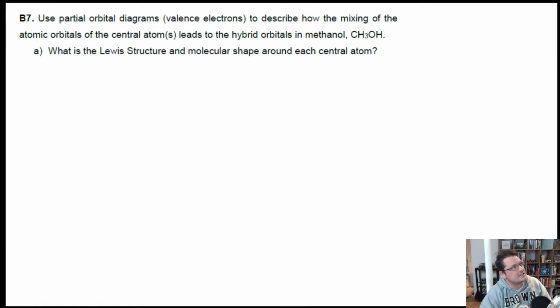But yeah, so that's that question. B7. Use partial orbital energy diagrams to describe how the mixing of the atomic orbitals of the central atom leads to the hybrid orbitals in methanol.